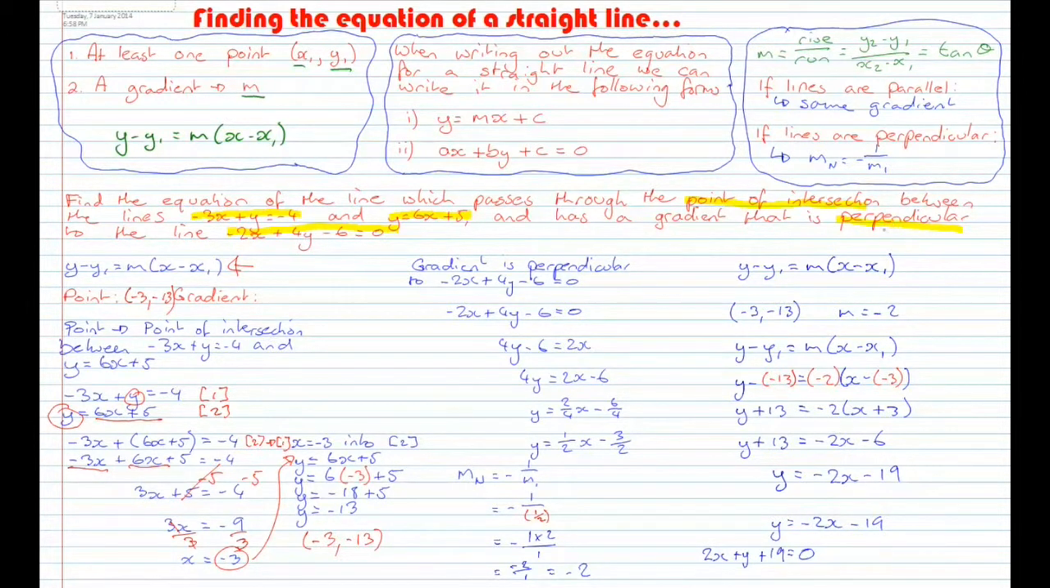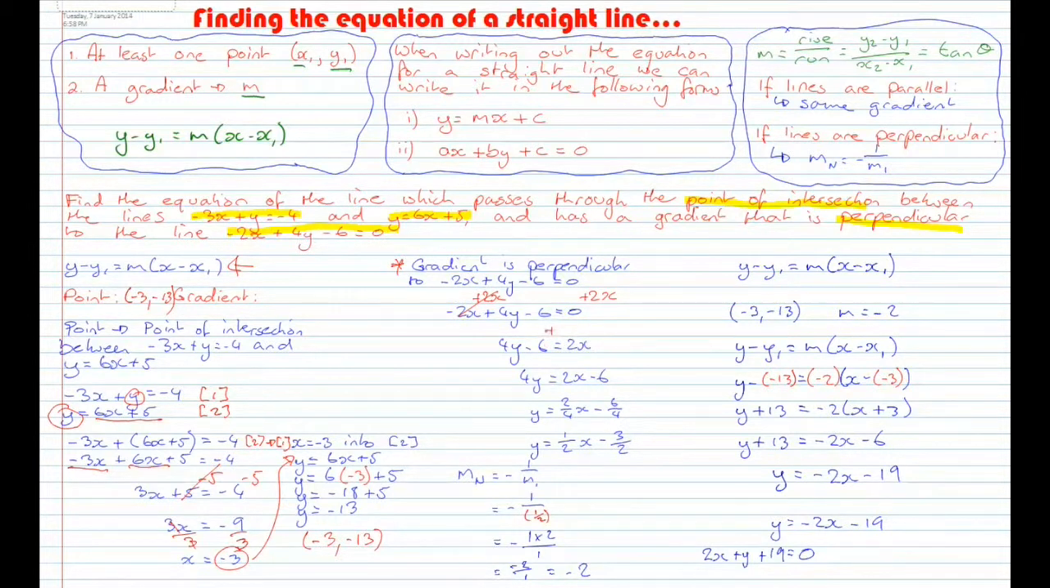Well, we know that it's perpendicular to the line -2x plus 4y minus 6 equals 0. So I've written that right here. I've written out the equation again, -2x plus 4y minus 6 equals 0, and of course I need to put it into the y equals mx plus c form in order to be able to find out the gradient. So to do that I add 2x to both sides. These cancel out, leaving me 4y minus 6 is equal to 2x.